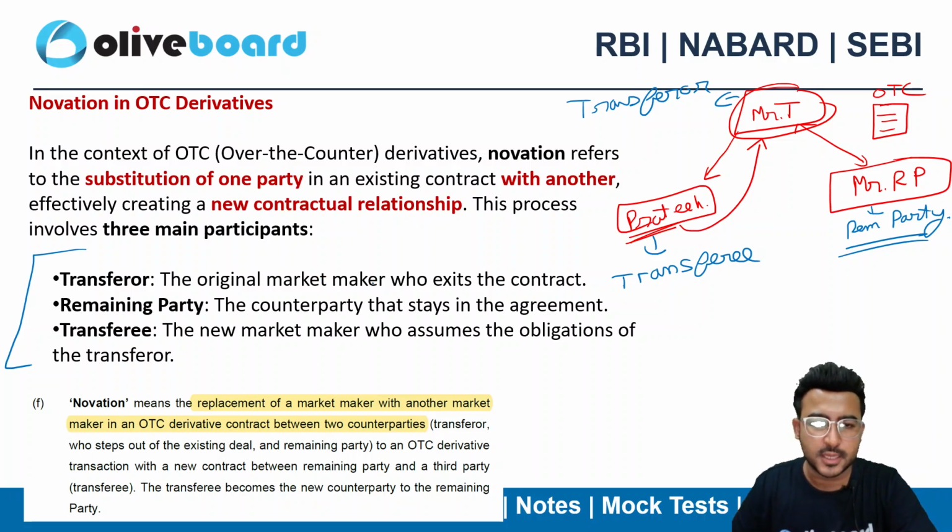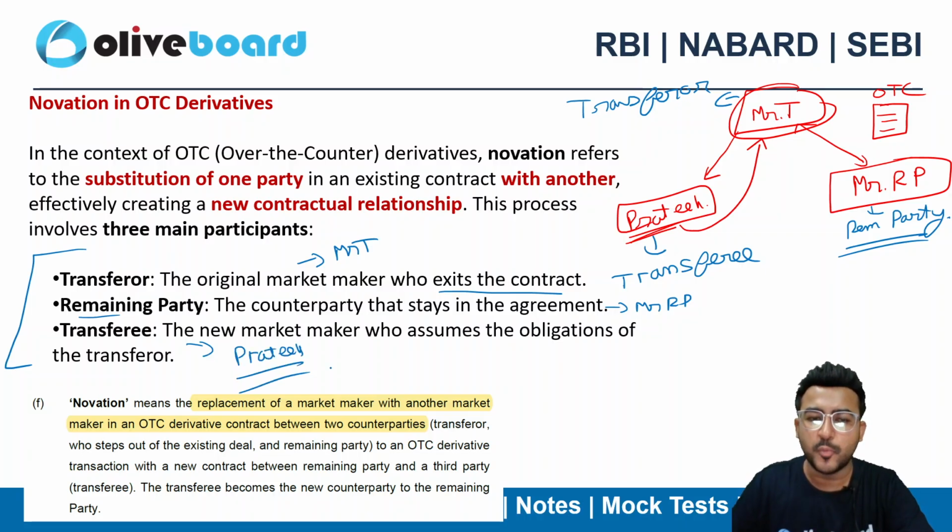Okay, so here I have mentioned the definitions. Transferor means the original market maker who exits the contract. So Mr. T here exits the contract. Mr. T is the transferor. Mr. RP is the remaining party, and I am the transferee. I am a new party to the contract. I will be the new market maker. I'll assume all the obligations of the transferor, right?